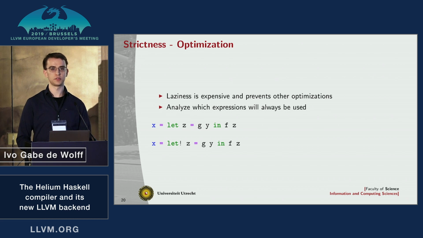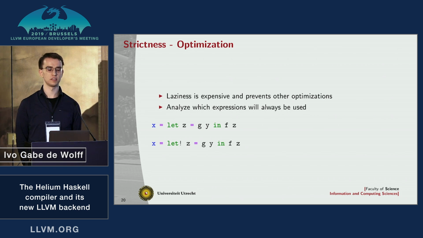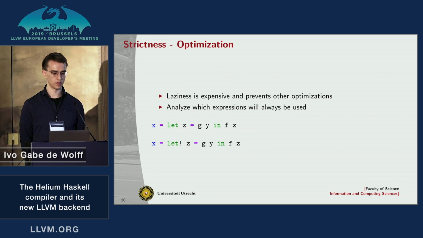One of those analyses is the strictness analysis, which is very important for the performance of the program. As I said before, laziness is very expensive. So what this pass does, it tries to analyze which expressions will always be used during the execution of a program. If we find such information, we can evaluate an expression eagerly or strictly. So if we know that function f always uses its first argument, we can compute g of y before calling f, and thus we can prevent that we allocate the thunk and get all the penalties of that.